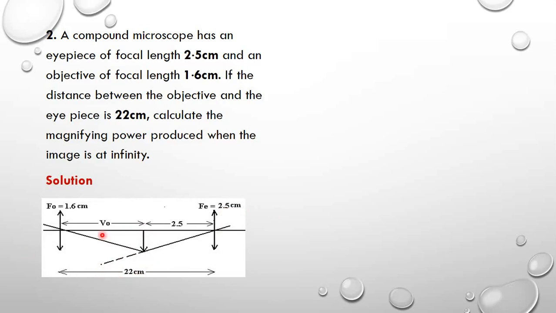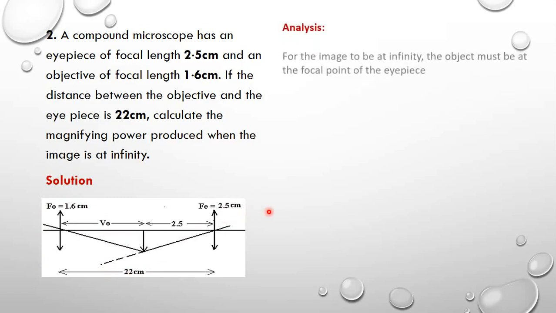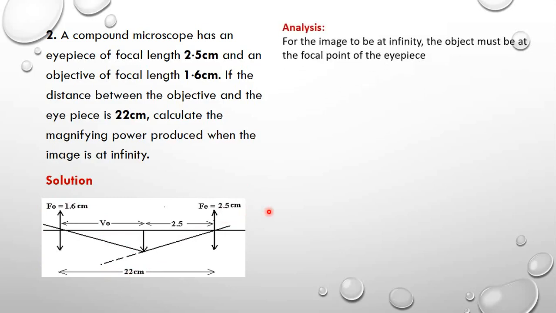So if I want to get this V0, the image distance for the objective lens is going to be 22 minus 2.5. So the analysis is that for the image to be at infinity, the object must be at the focal point of the eyepiece. And so we shall get our image distance for the objective lens as 19.5 centimeters.